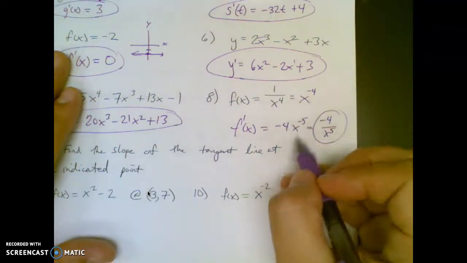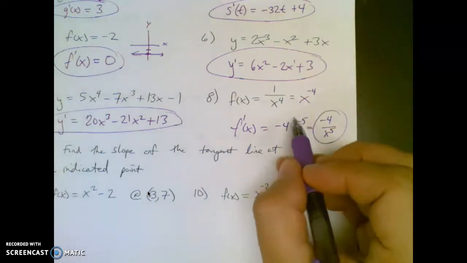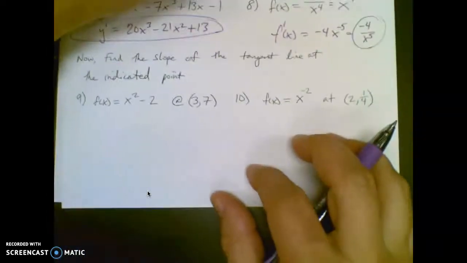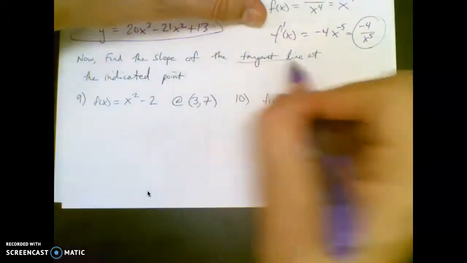Okay, because the 5, if I drop it back down, don't take the 4 with it. The 4 is not being raised to a negative power. Okay. Now we take it up a notch, and we're going to find the slope of a tangent line.